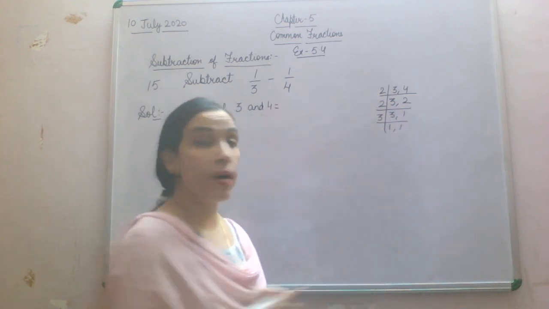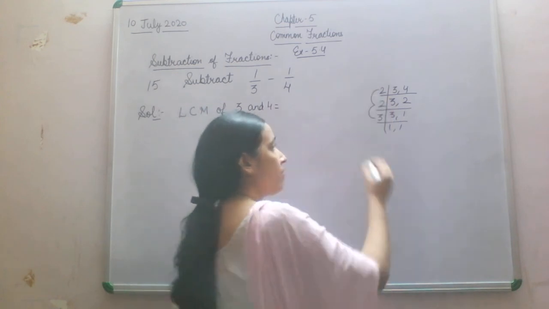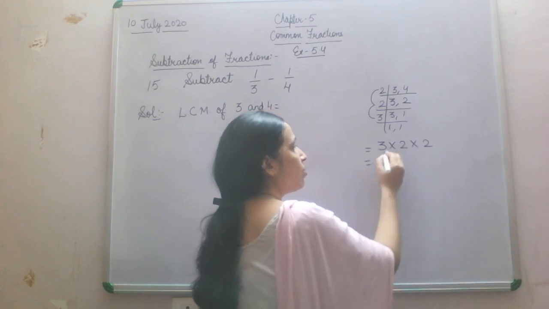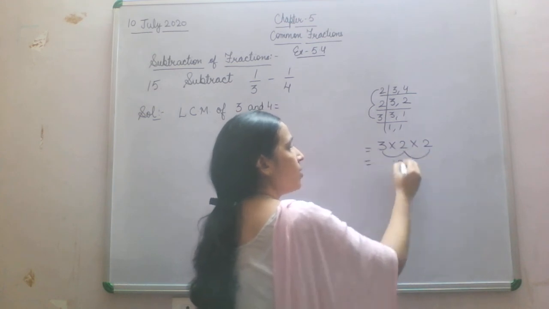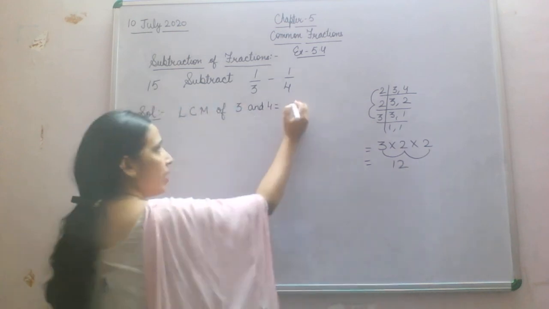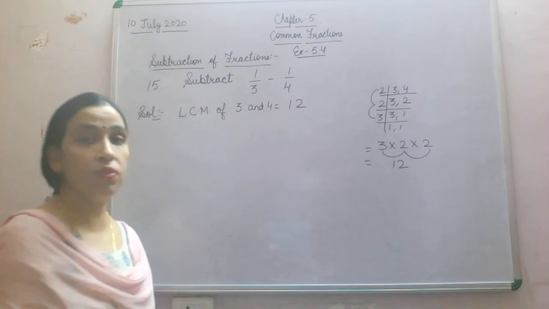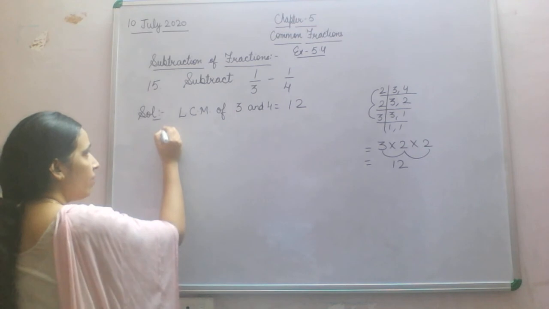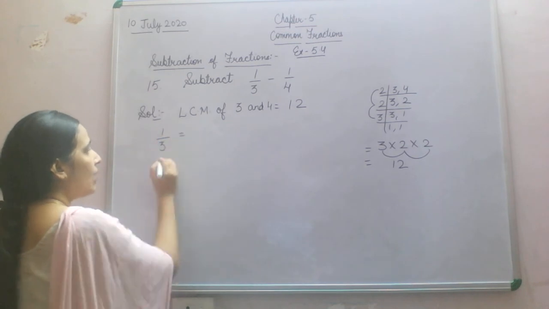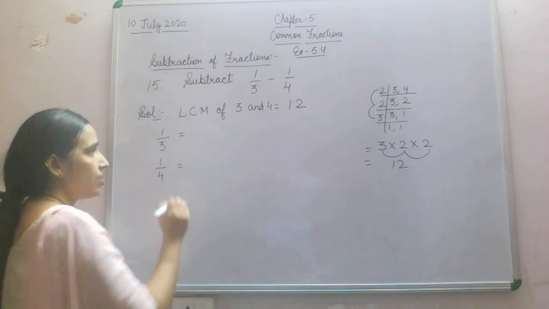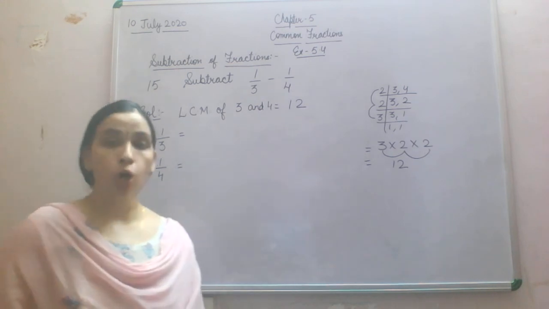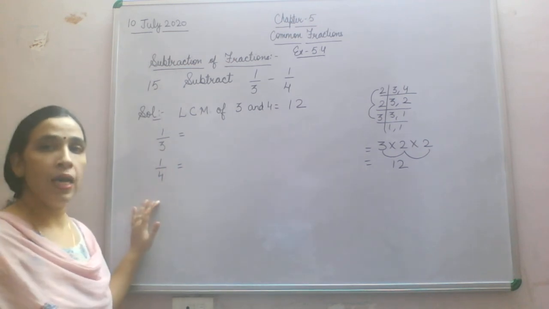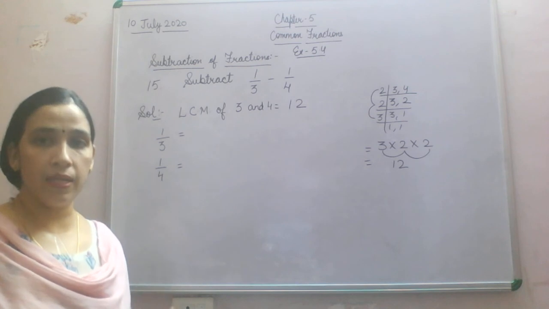Now what is the LCM? By multiplying all these factors, 3 multiplied by 2 multiplied by 2. So 3 2s are 6, 6 2s are 12. The LCM of 3 and 4 is 12. Now the given unit fractions 1 by 3 and 1 by 4, you have to change into like fractions so that both fractions have the same denominator.